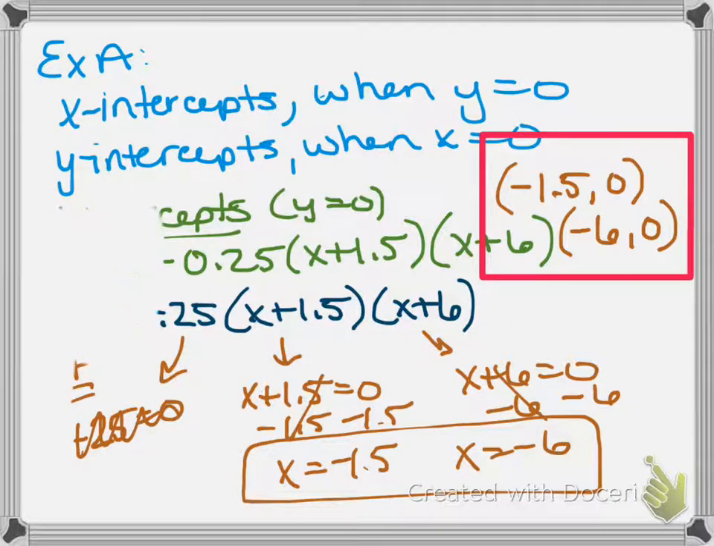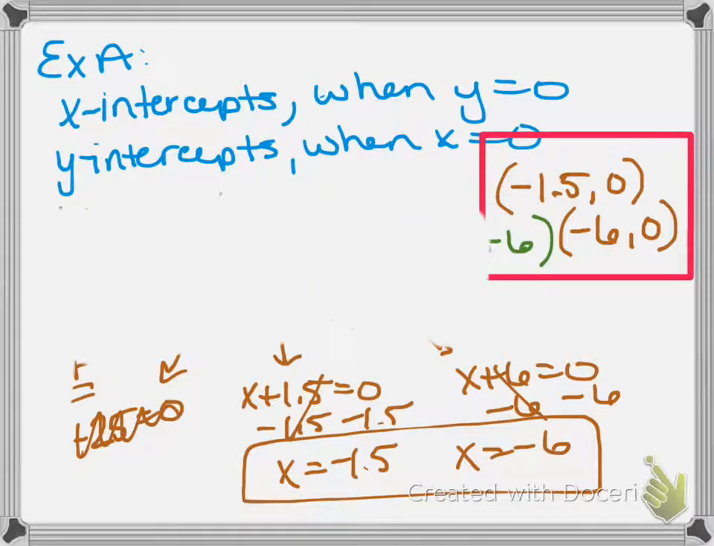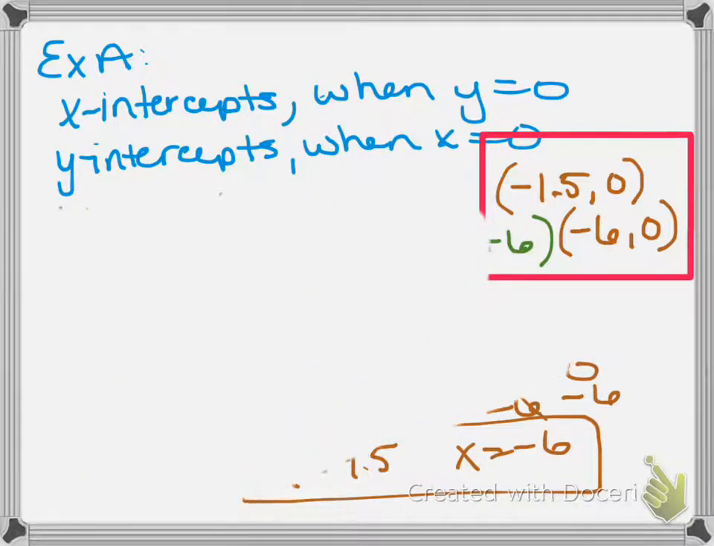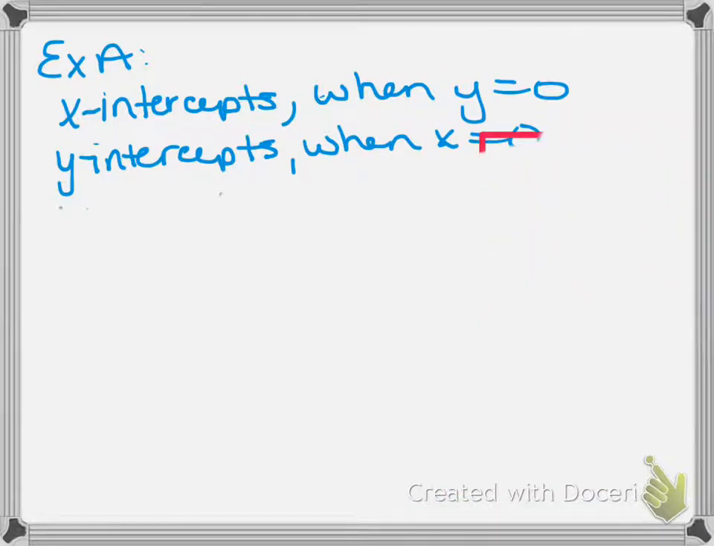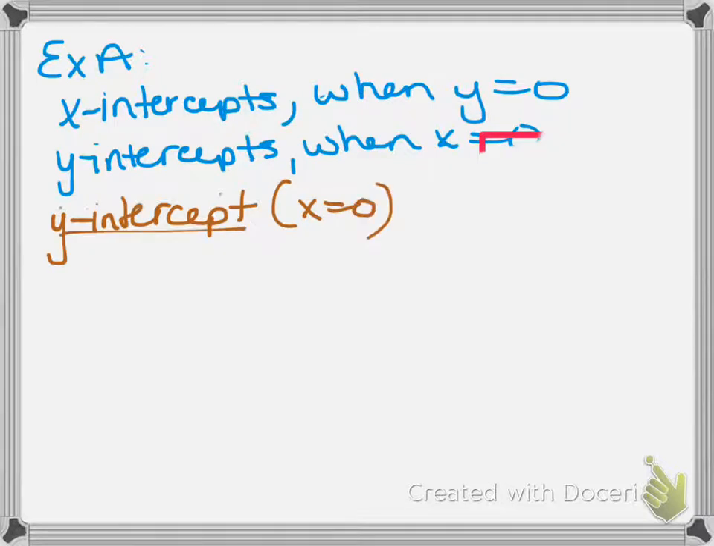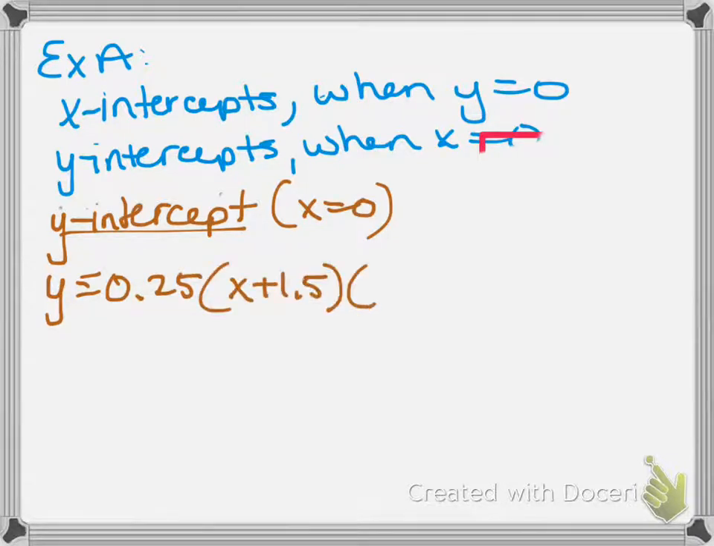I'm going to erase so that I can keep that note up there at the top, even though I'm going to have a red line through it, which you know is going to bother me. But I'm going to keep it anyway. Okay, so now I look for the y-intercept. So remember, y-intercept, we set x equal to 0. So again, I'm going to take that equation, y equals negative 0.25 times x plus 1.5 times x plus 6. But this time, everywhere I see an x, I'm going to put a 0.